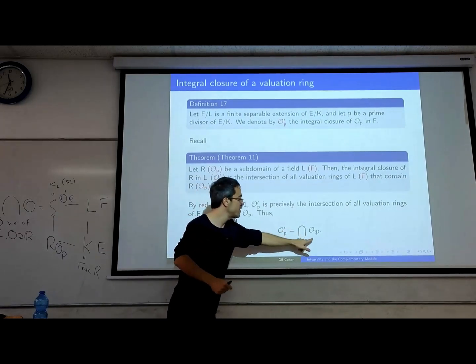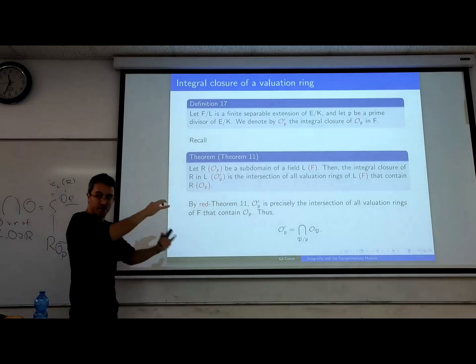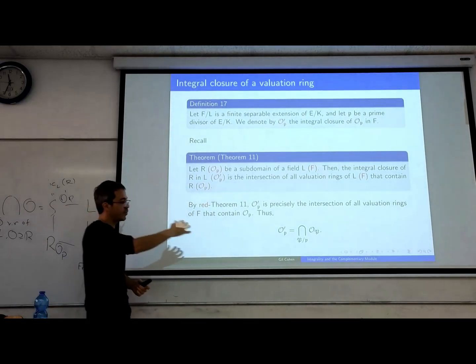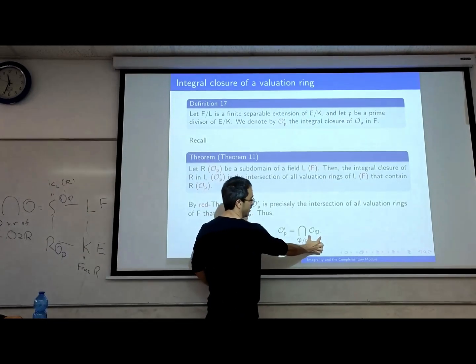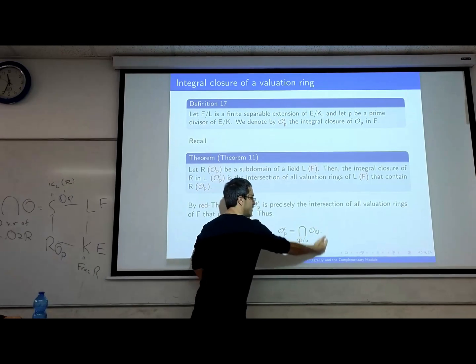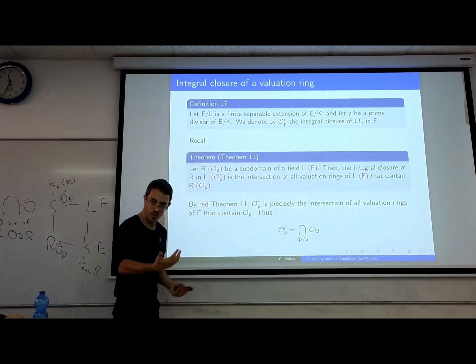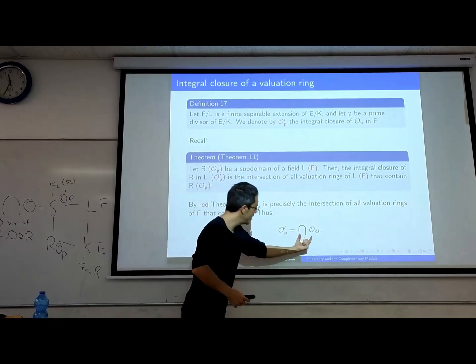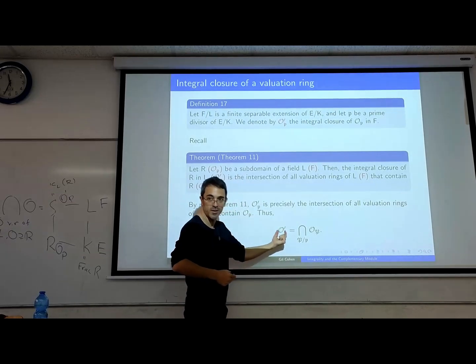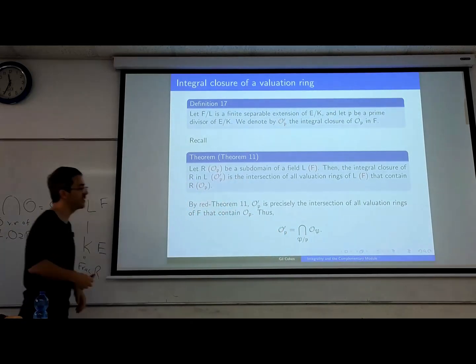These are precisely those functions that are defined at all points above little p. Because this is all functions defined at point capital P. This is the functions that are defined at all points over little p. And what I'm saying is that that's the meaning of the integral closure in our context. It's all the functions that you have.